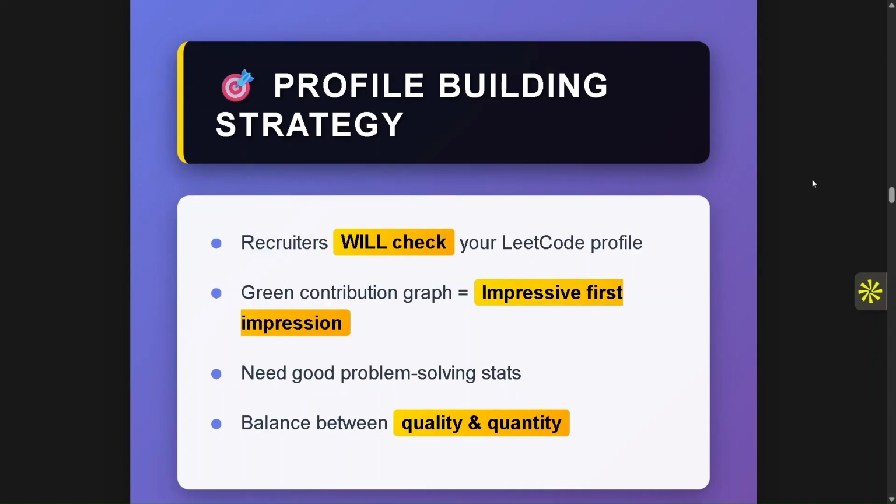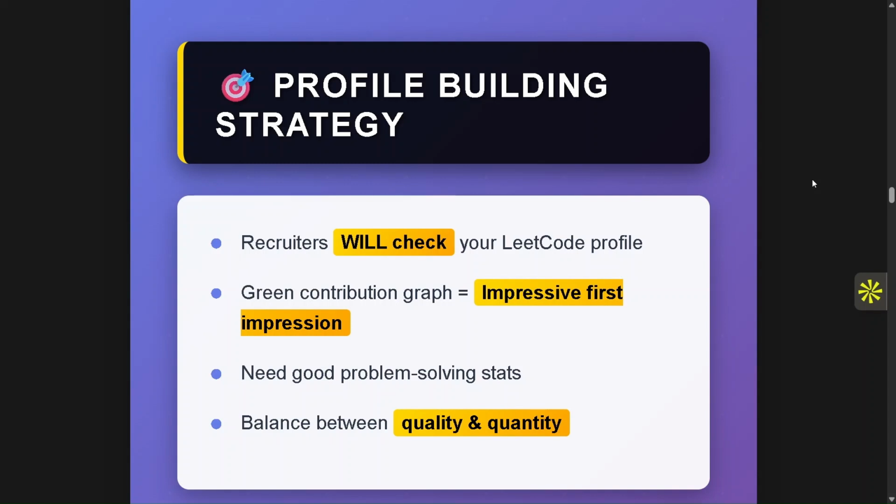But I'm going to be very real with you. When a recruiter opens your resume and clicks on your Leetcode profile, they should see a good number of problems solved. Your profile needs to look impressive. That green contribution graph, those problem-solving stats, they matter.